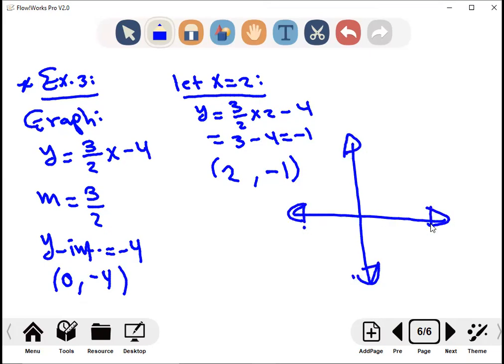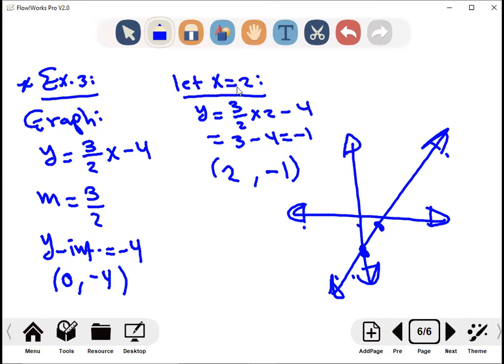Let's plot the points. We have 0 and negative 4. It is the y-intercept. This is 0 for x and negative 4 down here. And the point which I chose, which is 2 and negative 1. This is 2 and negative 1 down here, right? So now I'm ready to make my line. It's increasing, right? We already know that.